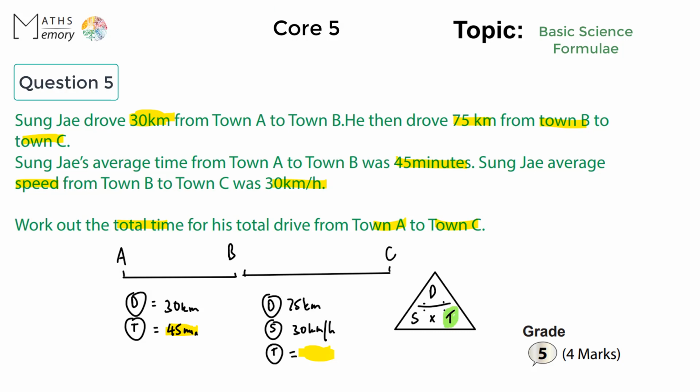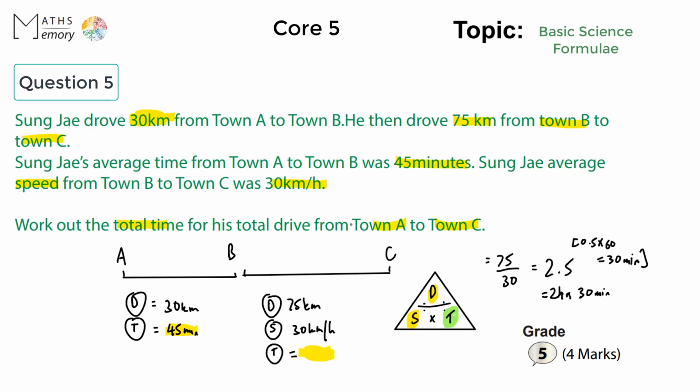So d divided by s. If you do d divided by s, non-calculated by the way, it's going to be 75 divided by 30. That will give you 2.5, or 2 hours 30 minutes, because basically 0.5 is 30 minutes. You can do this if you wanted to: 0.5 times 60, that will give you 30 minutes, if that makes sense. Okay, so 2 hours 30 minutes.